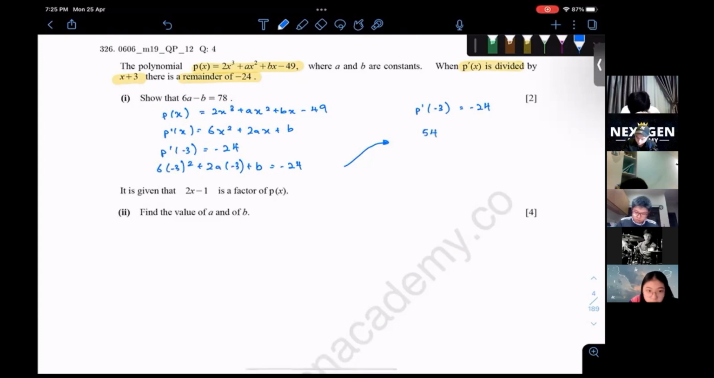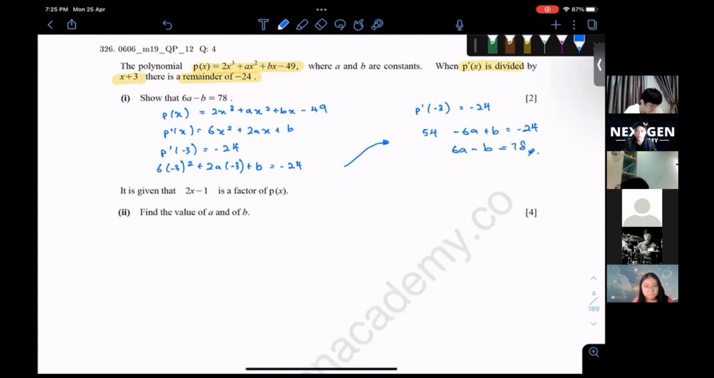I should get here 54 minus 6a plus b equals to negative 24. Okay, you just rearrange it. You all should get 6a minus b equals to 78. Okay, so proven.